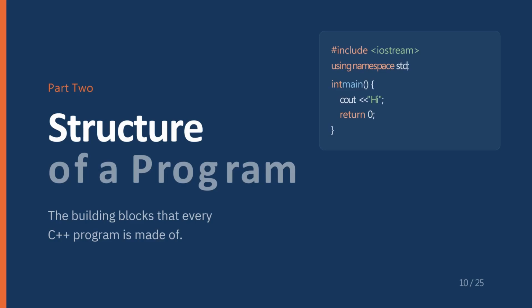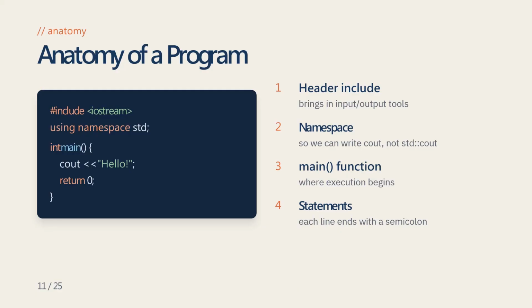Next, we enter into the structure of a program. Now let's try to understand how a C++ program is organized. First, we start with the anatomy of a program. Here we see a simple C++ program. The hash include statement brings in necessary libraries. The using namespace std statement allows us to write cout instead of std::cout. Every program begins execution from the main function. Finally, each statement ends with a semicolon.